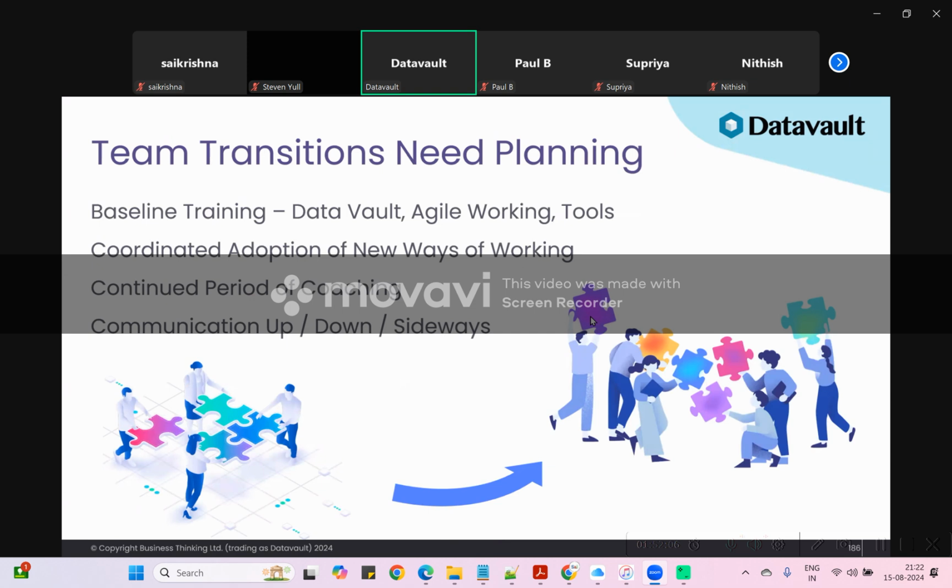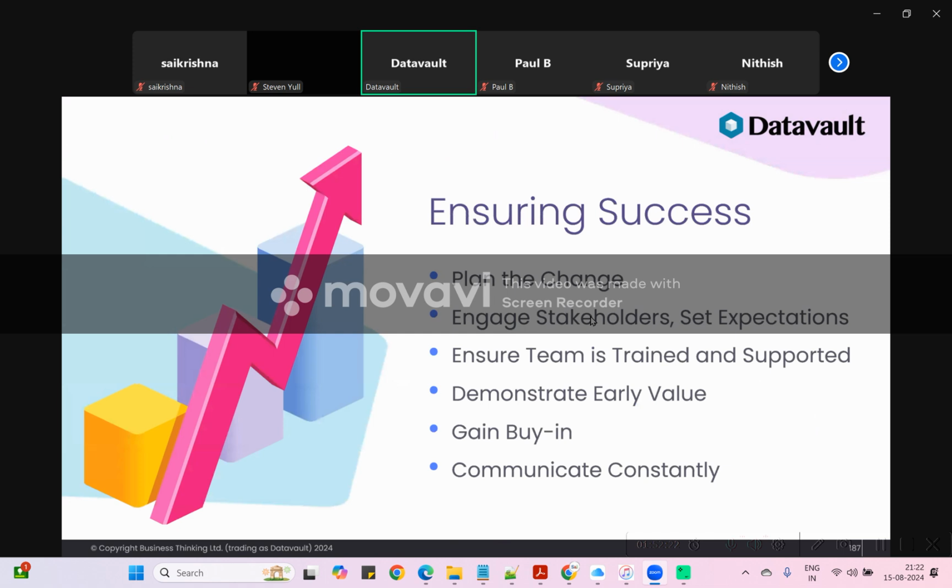Planning is important. So when are you going to do the training? How are you going to adopt new ways of working? How are you going to coordinate this across the team, and communicate what's going on? What are you learning as you're going on this? And then finally, to ensure you get success here, just make sure you plan things, you're engaging your stakeholders and have visibility, you've got training in place, and that you've demonstrated early value to get there.